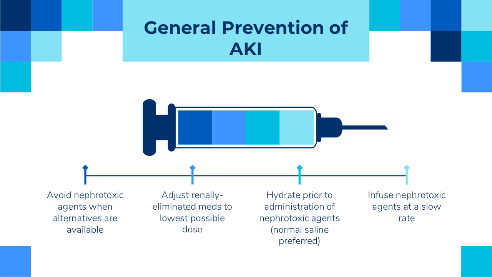In general, we have several ways to prevent AKI. The primary of which, from a clinician standpoint, is to avoid nephrotoxic agents when we possibly can and use alternatives when they're available. We can adjust renally eliminated medications to the lowest possible dose and use guidelines to guide us there. If we're administering a nephrotoxic agent, we can use IV hydration prior to that administration. Usually normal saline is preferred for that case. And fourth, we can infuse those nephrotoxic agents that are necessary at a very slow rate.